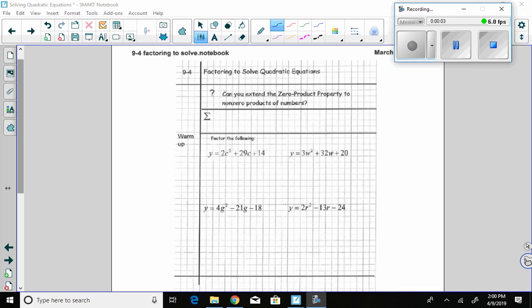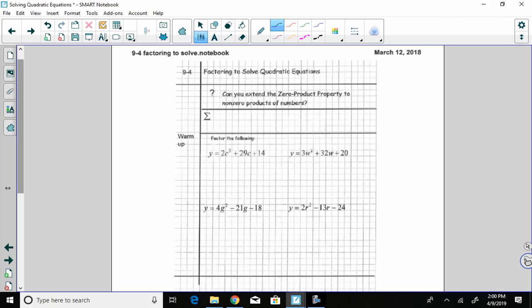All right, so here we go. Let's start our next lesson. And you guys will see the warm-up questions. I want you to factor, just like we did in the whole last unit. Go ahead and factor these 4 questions. Hit pause. When you are done, then go ahead and hit play again, and I will have the answers there. Okay, so hit pause now, please.